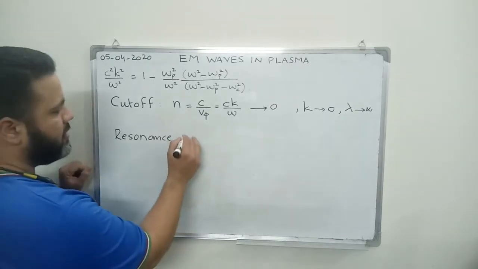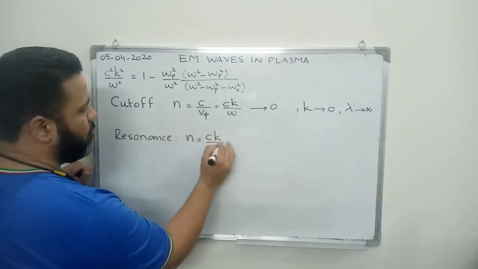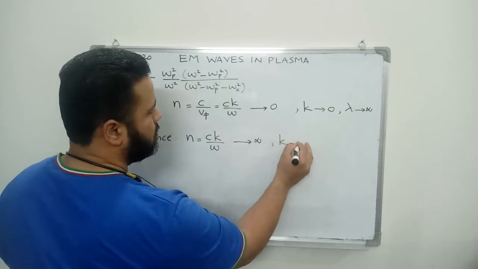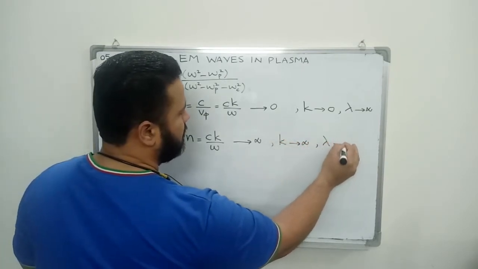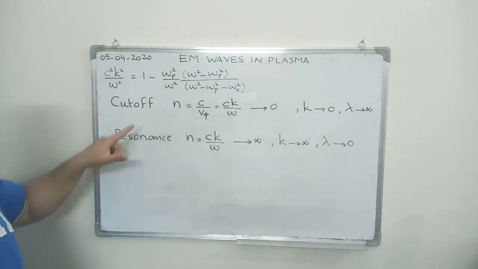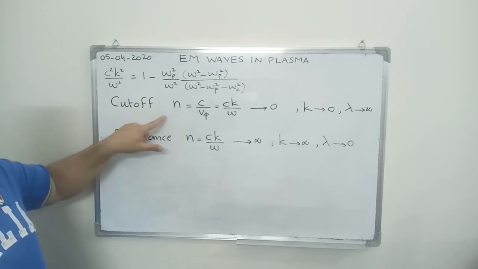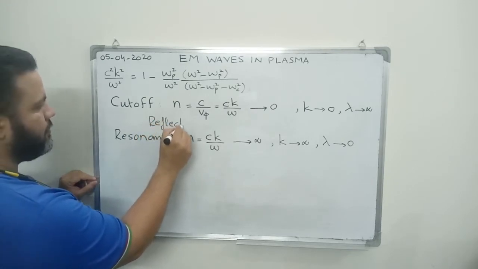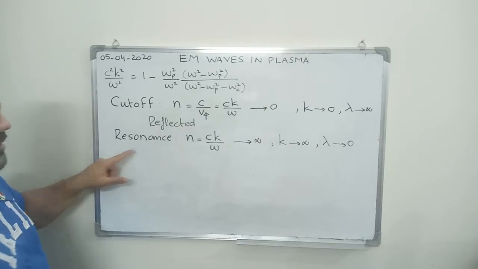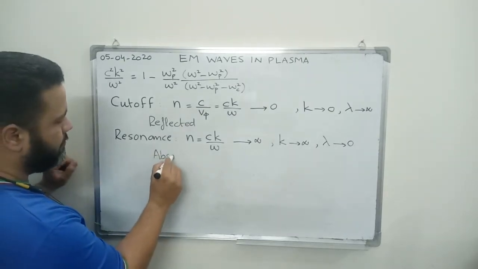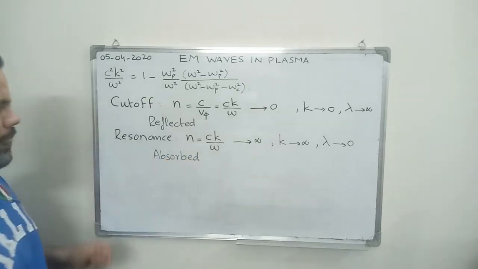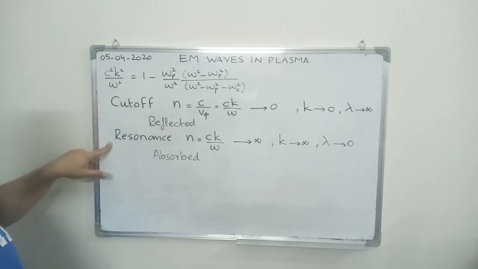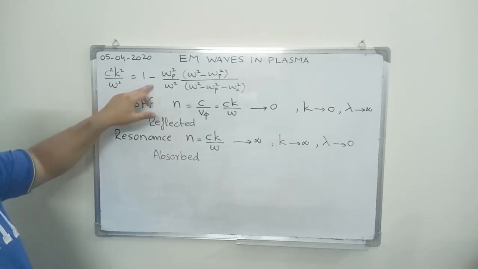Now for the resonance, this refractive index, which is ck by omega, goes to infinity. That means k also goes to infinity and lambda goes to 0. Now usually at cutoff, the wave is reflected back, and at resonance, the wave is absorbed. Now we are going to analyze this dispersion relation for the corresponding cutoffs and resonances that occur for these waves.